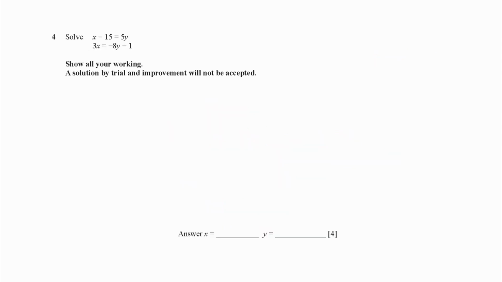Okay, next question is a simultaneous equation, and as we can see in here, this is not in a really nice order. We have x minus a number equals a y, and x equals a y minus a number. So it would be good to first organize that and write it in an organized form.